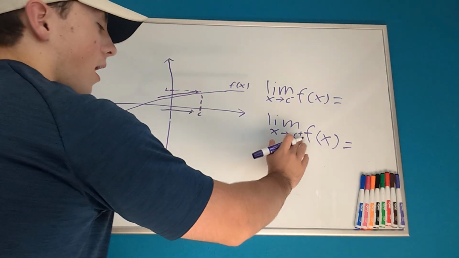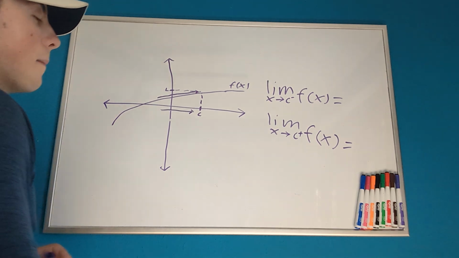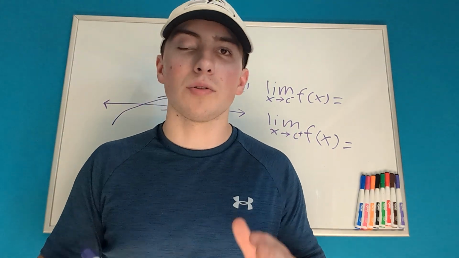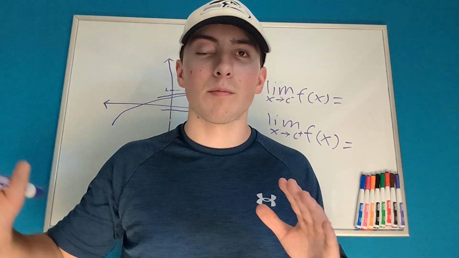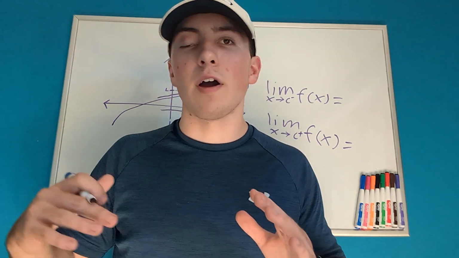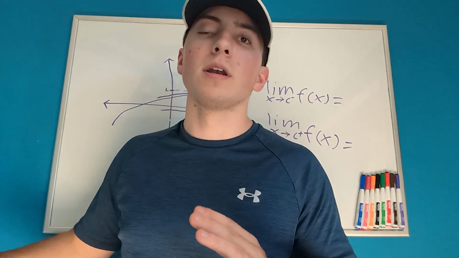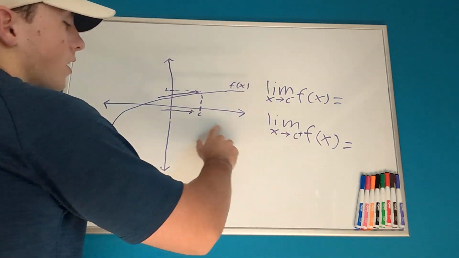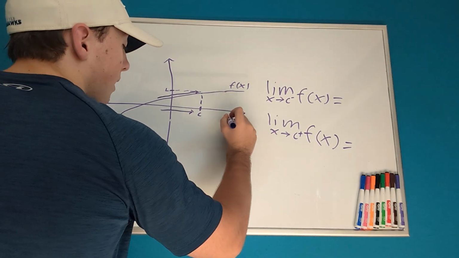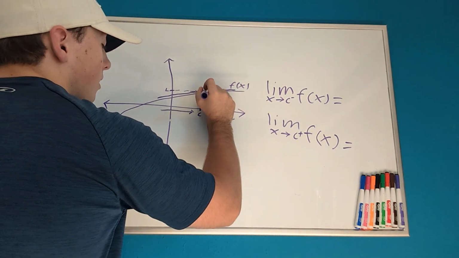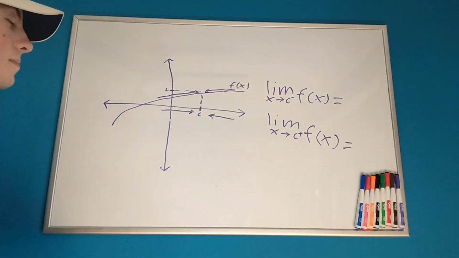Then this little positive sign right here means that we're approaching c from values greater than c. So think about if we have 5 and we're approaching 5, you have 5.1, 5.01, 5.001, right? That's values greater than 5. So values greater than c, we're coming at it like this. So on our graph, it would look like that, okay?